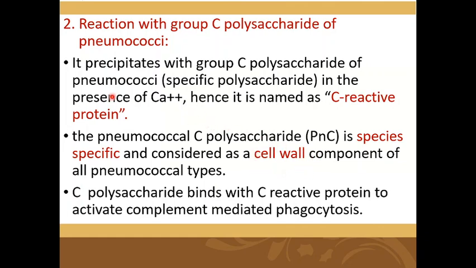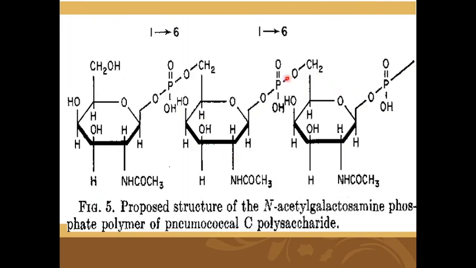So C-reactive protein reacts with the group C polysaccharide in the presence of calcium, which is present in the cell wall component of the bacteria, and in this way complement is activated and phagocytosis is there. See, this is the structure.